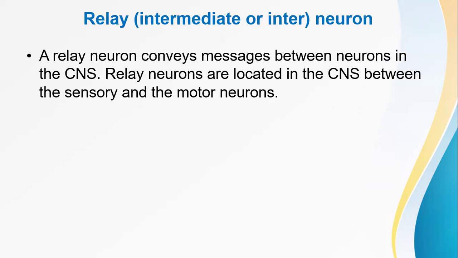Now let's see the last type of neuron, that is the relay or intermediate neuron, or interneuron. A relay neuron conveys the message between the neurons in the central nervous system. So the relay neurons are the ones located in the central nervous system between the sensory and the motor neurons. So the relay neurons are just like intermediate neurons. They are the ones that convey messages between the neurons within the central nervous system.